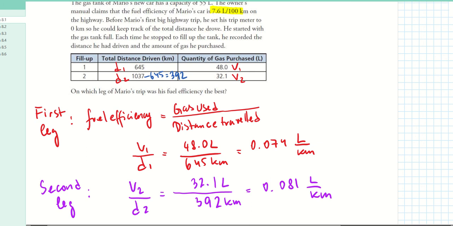Now, from here, we can already answer the question, which leg was more fuel efficient? Well, the leg that uses the least amount of fuel per kilometer. So in this case, the first leg, Mario used less gas. He used 0.074 liters per kilometer. In the second leg, he used 0.081 liters per kilometer. So he used more liters of fuel per kilometer. So already we see that the second leg was lower fuel efficiency.